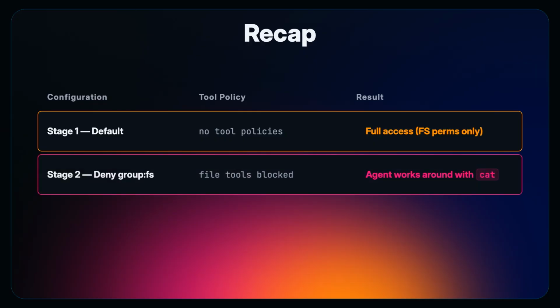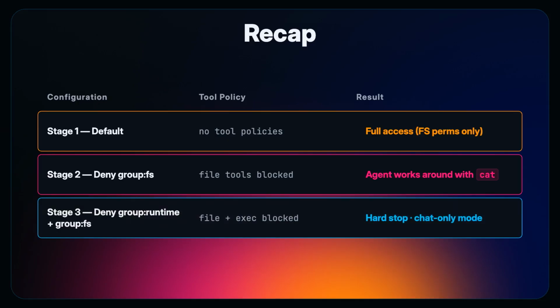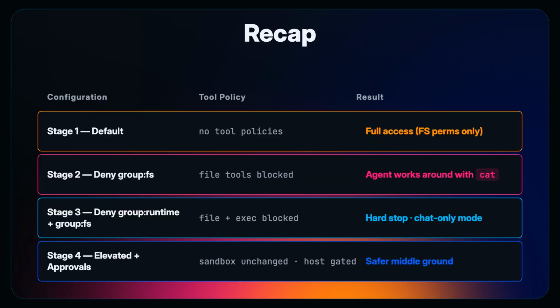In the next iteration, we actually added a tool policy to explicitly deny the file system group tools, which were the read, write, edit, and apply patch tools. But because OpenClaw is too smart for its own good, it simply invoked the exec tool, which it still had access to, essentially to cat the file to the terminal, to the chat window. So we then applied both the file system group tool policy as well as the runtime tool policy to the deny list. And in the final state of the configuration for OpenClaw, we applied a more productionized configuration using elevated mode plus approvals. And so that's the middle ground that I think most teams utilizing OpenClaw or most individuals would want to have.